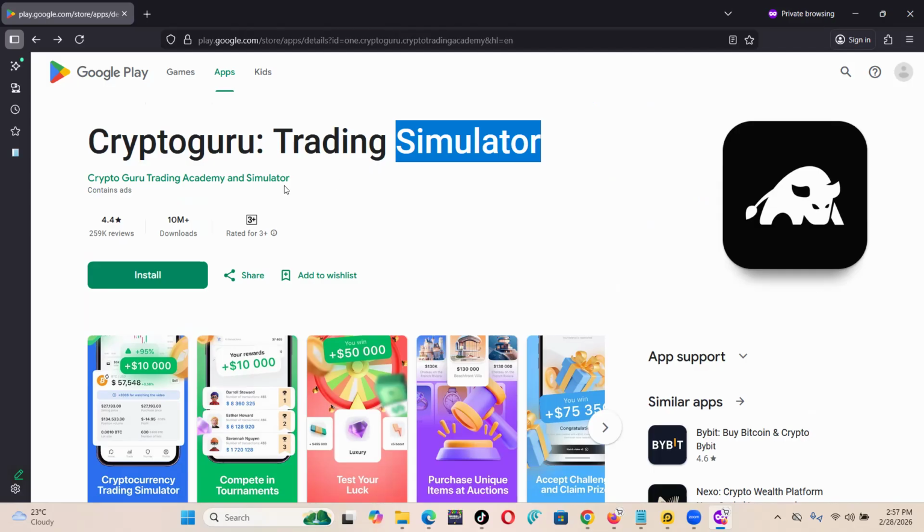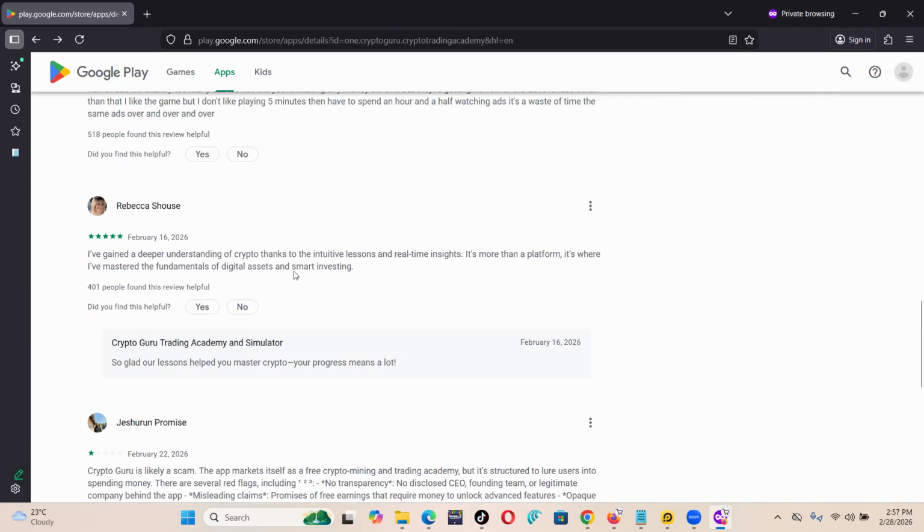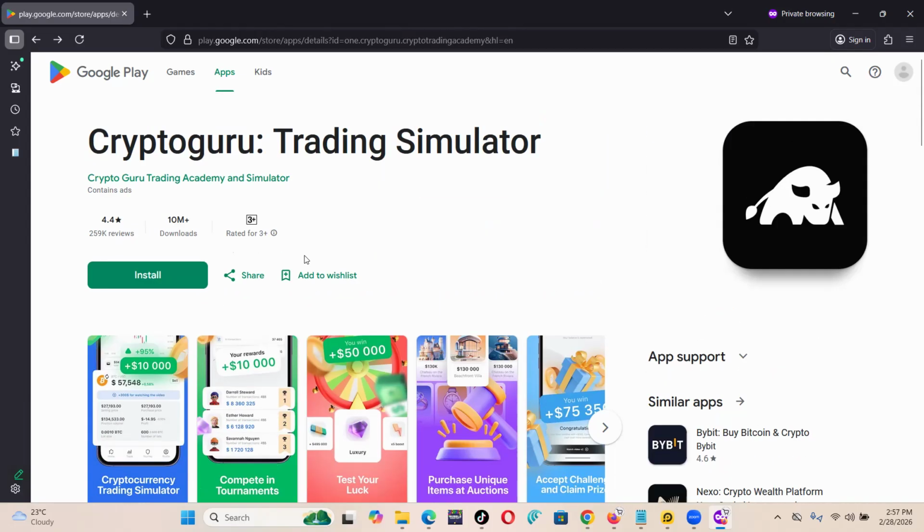So that's what I can say about Cryptoguru, but it's a good app to train and learn how to trade, how crypto works online. If you're a person who really wants to learn how to do crypto, I think you should try this out. But if you're trying to make real money, this is not the app to do crypto and make real money.